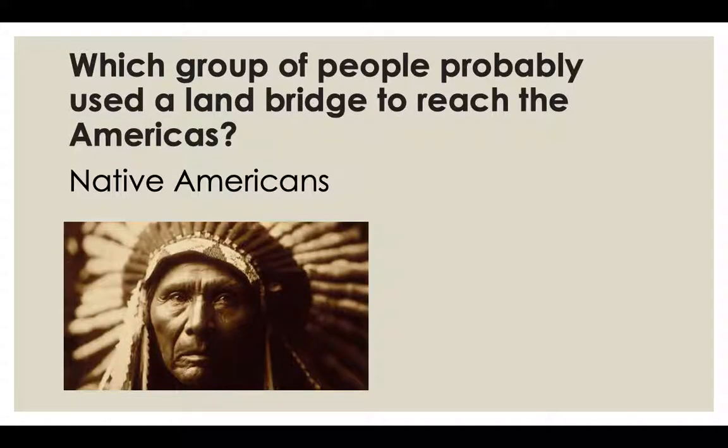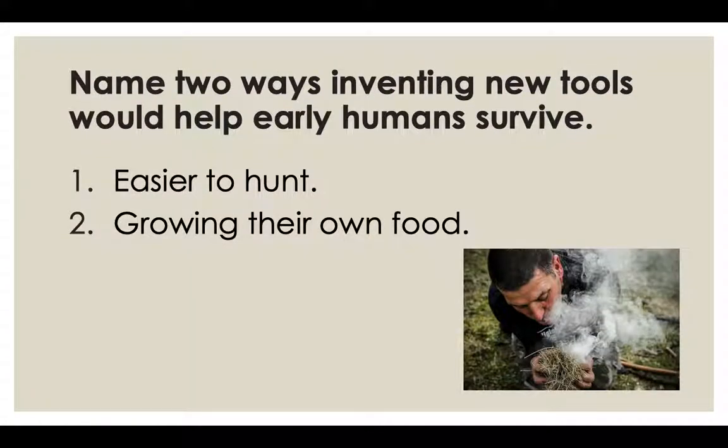Which group of people probably used a land bridge to reach the Americas? This would be Native Americans, who lived for thousands of years in North America and eventually South America, but they had to get there somehow, so they got over on a land bridge from Asia. Name 2 ways inventing new tools would help early humans survive. So inventing new tools would make it easier to hunt, and would also help them in growing their own food. So I need you to remember that the invention of new tools helped early humans survive.